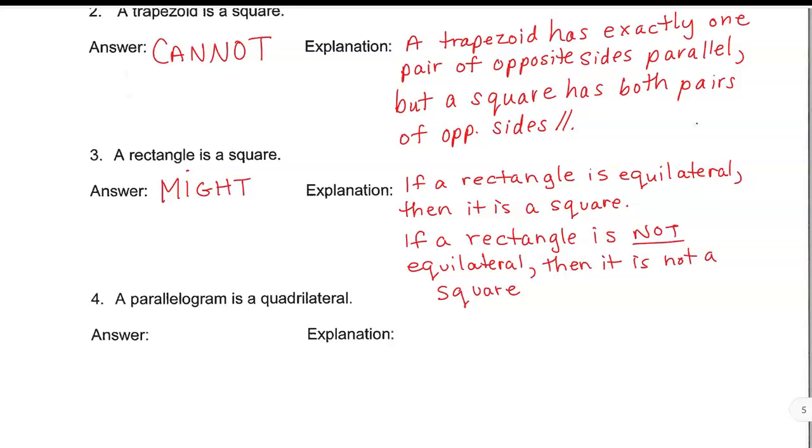Number 4. A parallelogram is a quadrilateral. This must be true. All of the cards we placed out on the table were all quadrilaterals, and the parallelograms were among them. This must be true, and it's because a parallelogram has 4 sides.